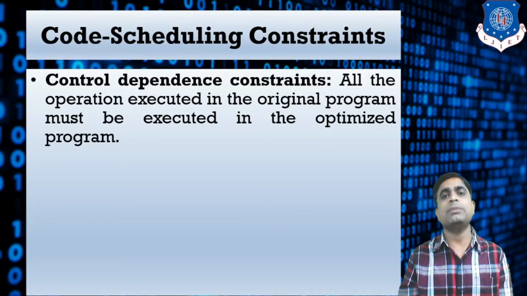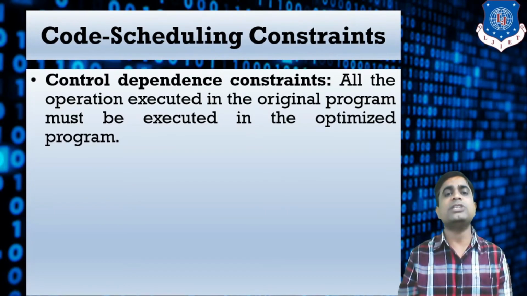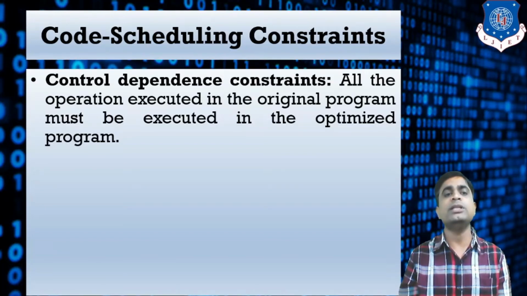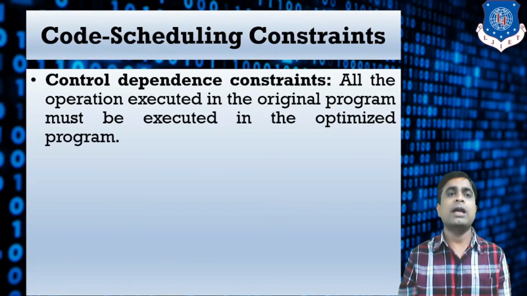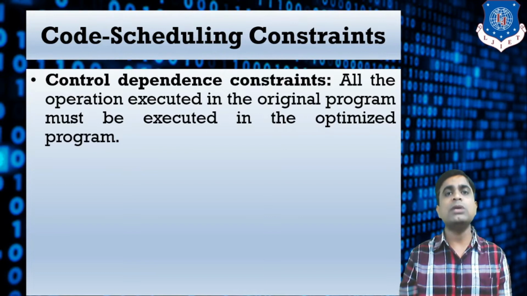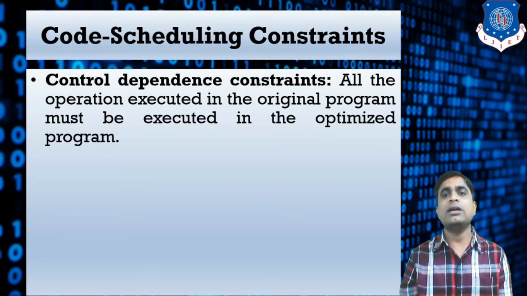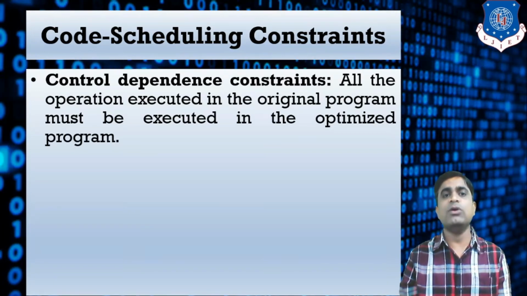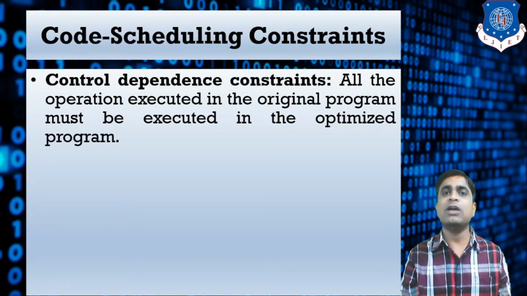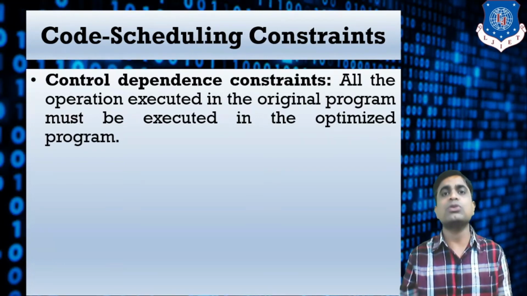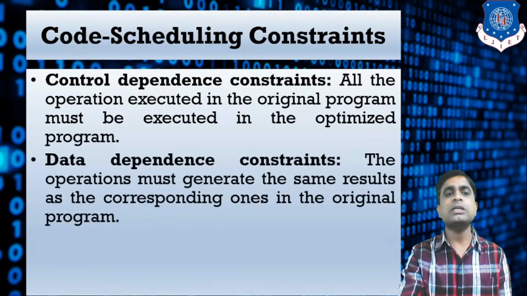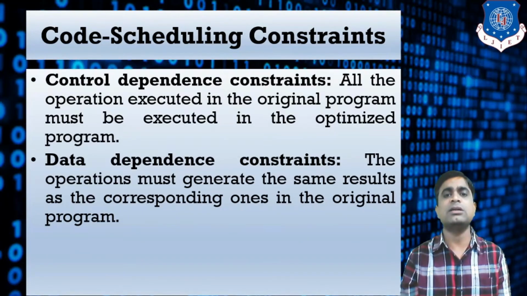What happens in this dependency? All the operations executed in the original program must be executed in the optimized program, right? So what the control dependency tells us is that if you optimize a particular program, all the operations that were done in the unoptimized program must also work in the optimized program.